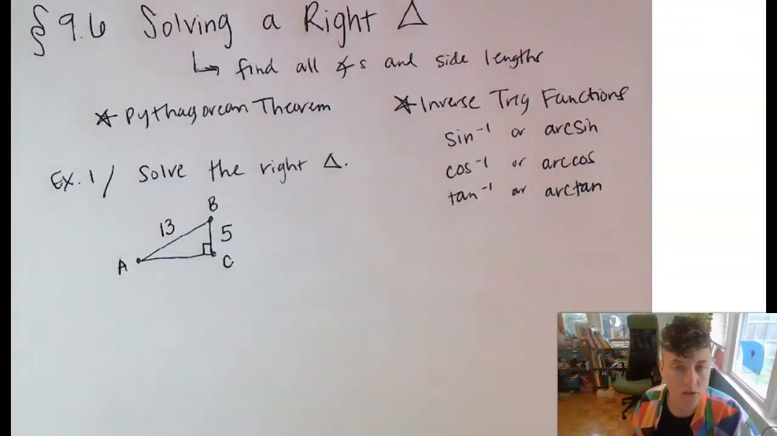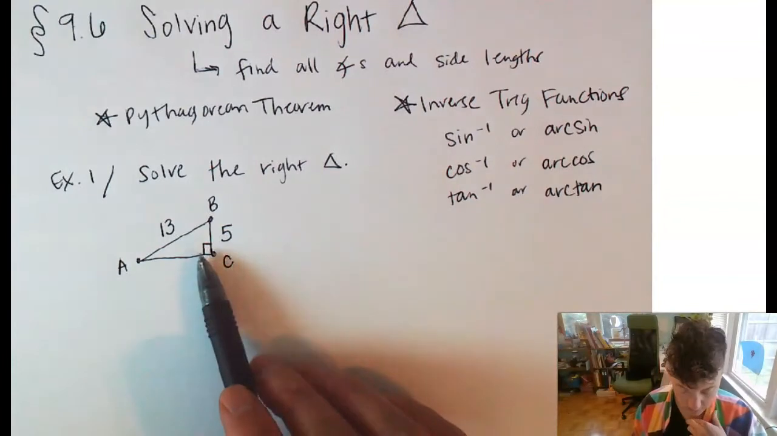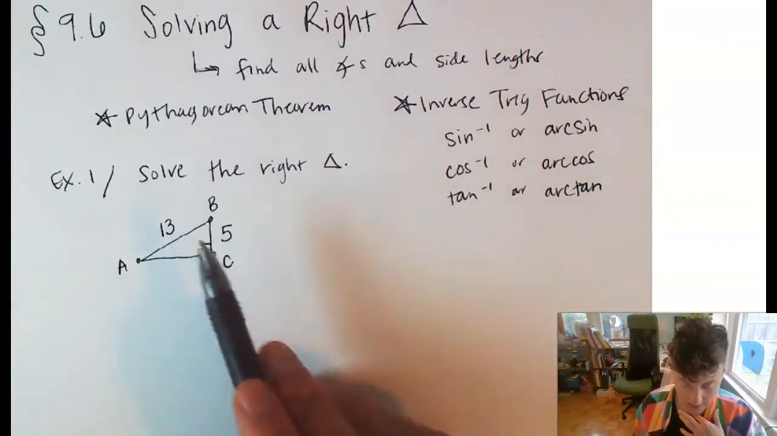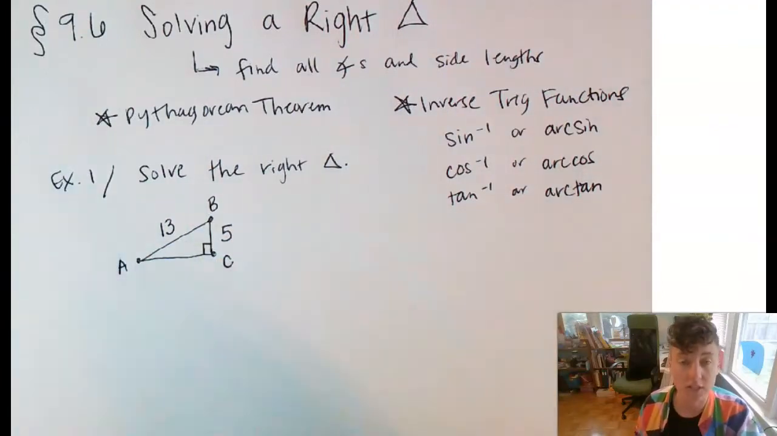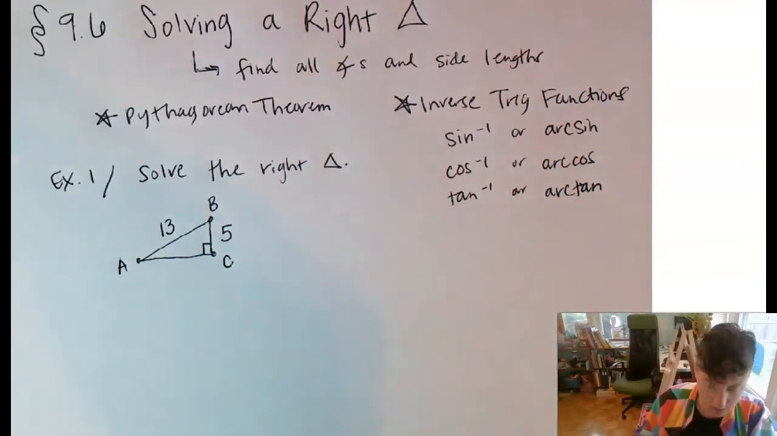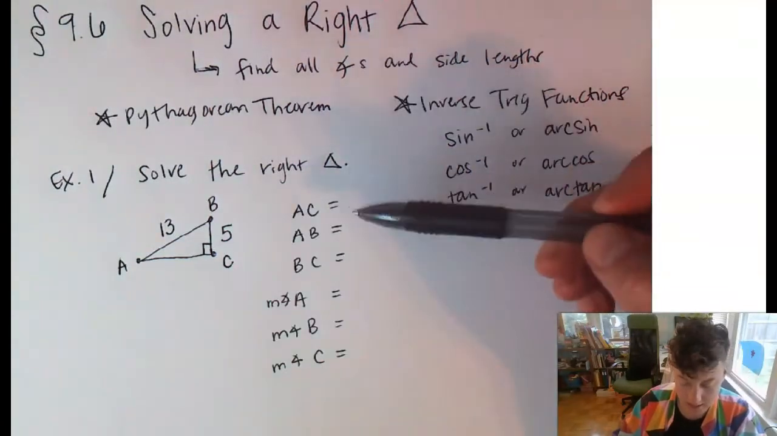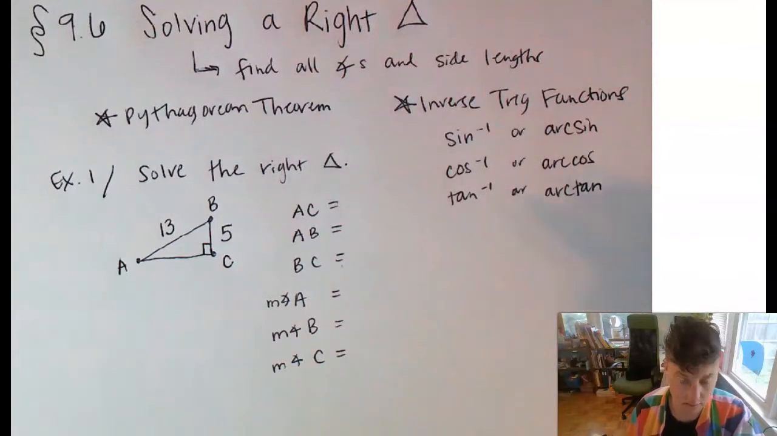Here's our example. Solve the right triangle. Here's our right triangle. We have a side length that's 5 units long, a hypotenuse across from the right angle that's 13 units long. So to solve this right triangle, we need to find all of the side lengths and all of the angles in this triangle. We're going to find the lengths of the 3 sides and the measures of the 3 angles.